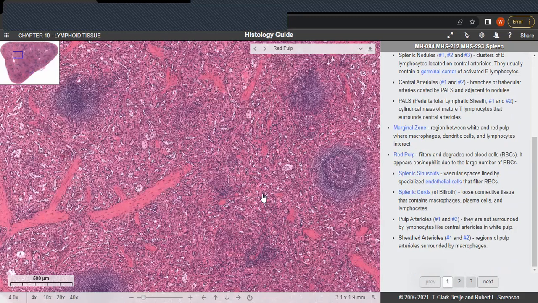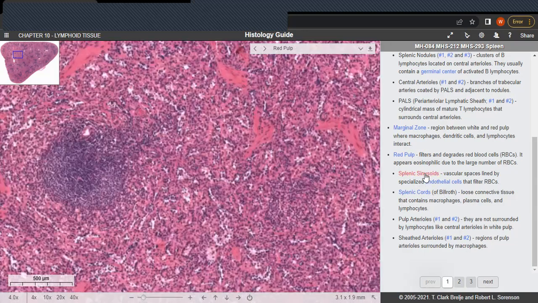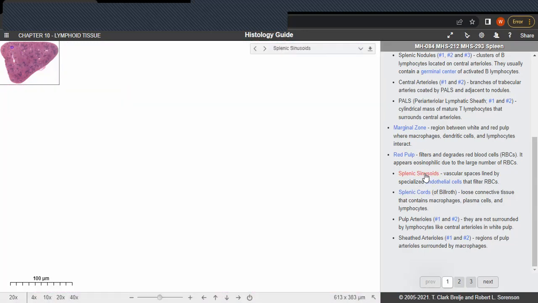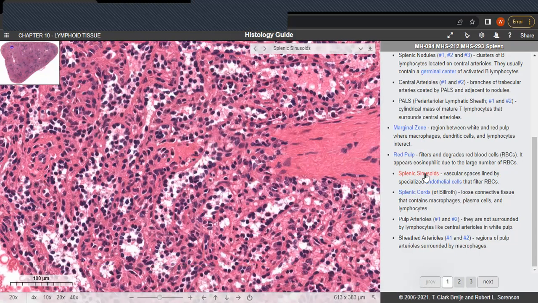Within the red part, we have vascular channels known as the splenic sinusoids. In between those splenic sinusoids, we have cords, the splenic cords of Billroth. Maybe I should show you the splenic sinusoids. This is a splenic sinusoid here. These are the splenic sinusoids.